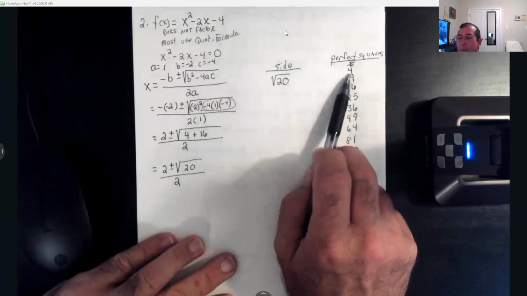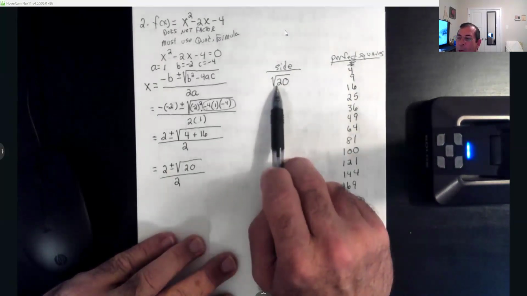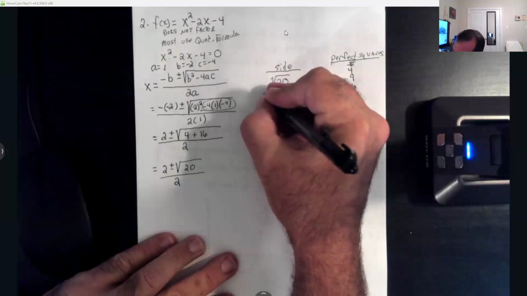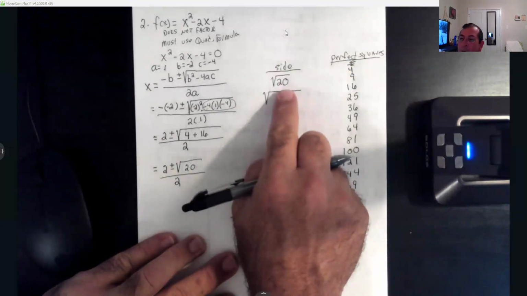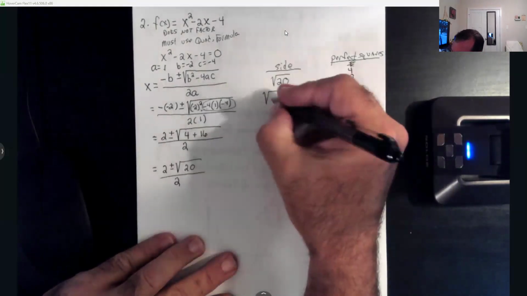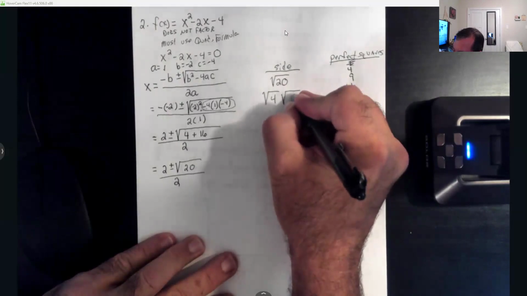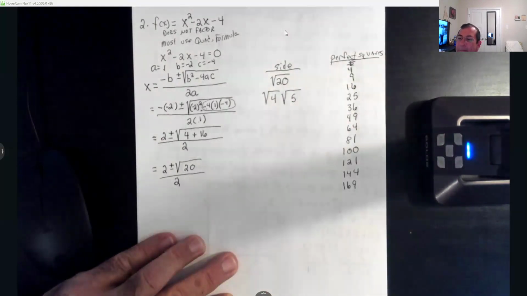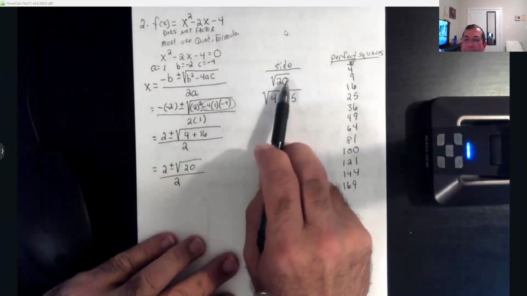And y'all look at that. You got a 4 sitting right there, right? You can multiply 4 and get a 20, right? So what I need to do then, I'm going to rewrite 20 as that perfect square of 4 times 5. And y'all, 4 is the only number I could have picked that's a factor of 20.